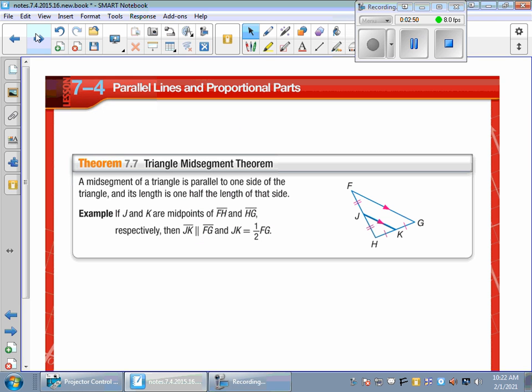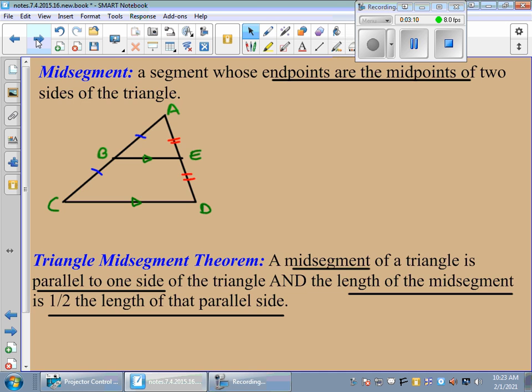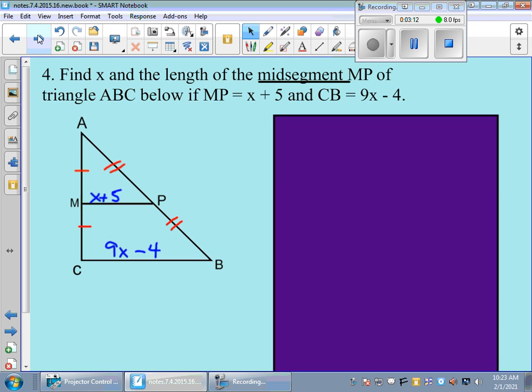these sides are in proportion. This one right here, a mid-segment of a triangle is parallel to one side of the triangle. Its length is 1/2 that of the side. So right here, here we have your parallel lines. So JK is 1/2 of FG. And also notice with the mid-segment, this is equal to this, and this is equal to this. So let's apply that here.